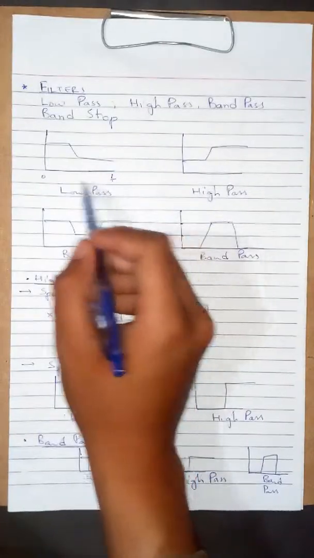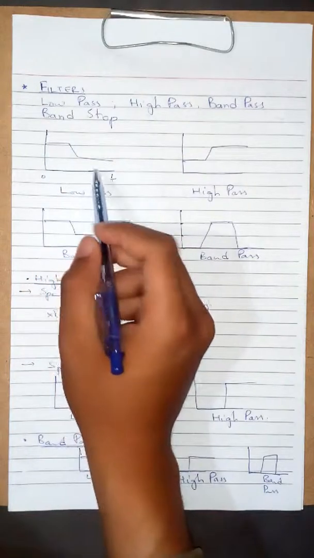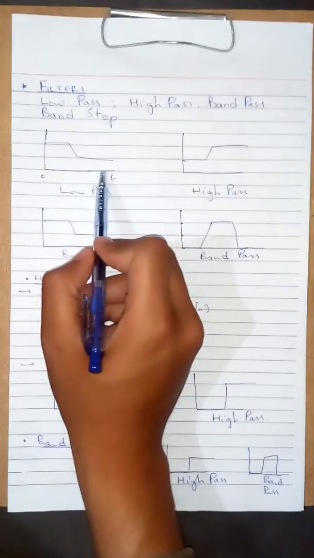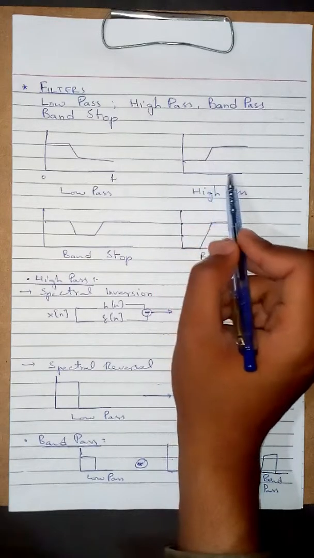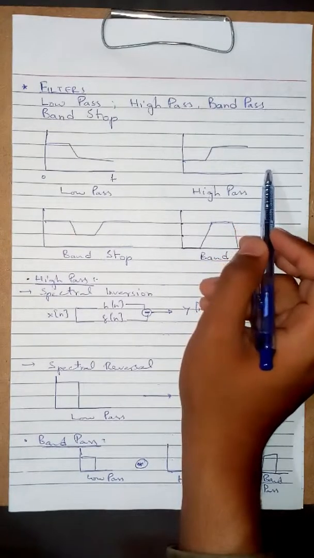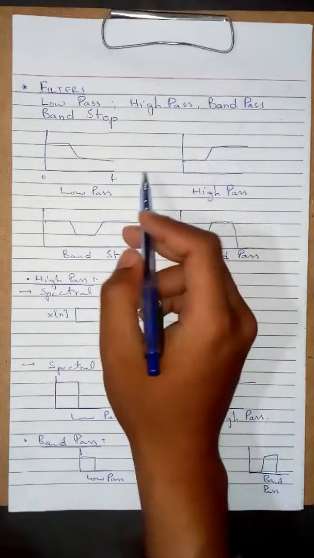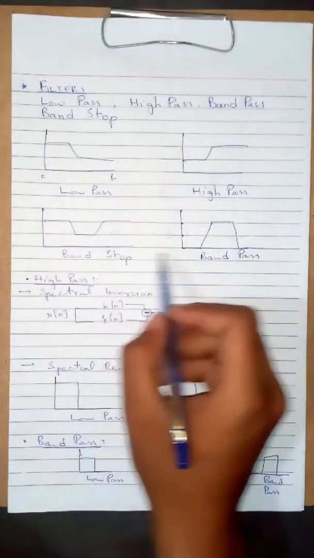What is a low pass filter? A low pass filter means that only low frequencies are allowed to pass in that filter. Similarly, its opposite is high pass. That means the low frequencies are blocked and only high frequencies are allowed to pass through it. And by the combination of these two, we can make band stop and band pass filters.